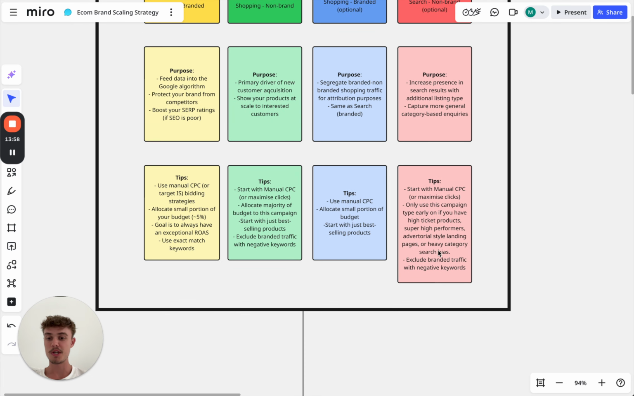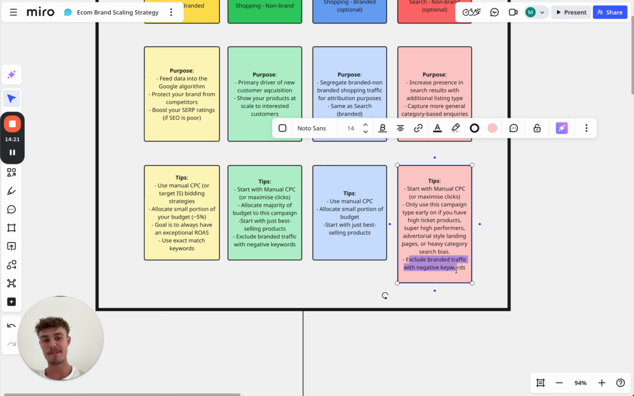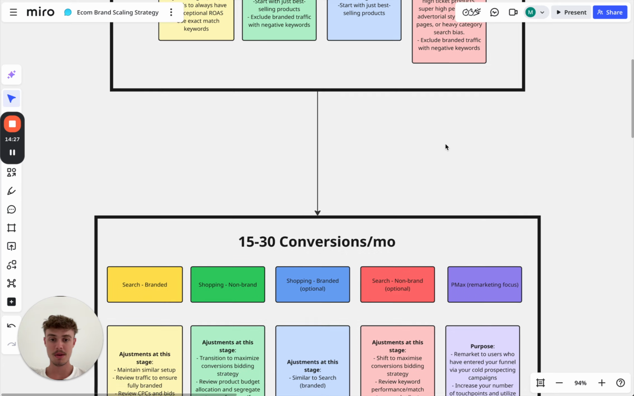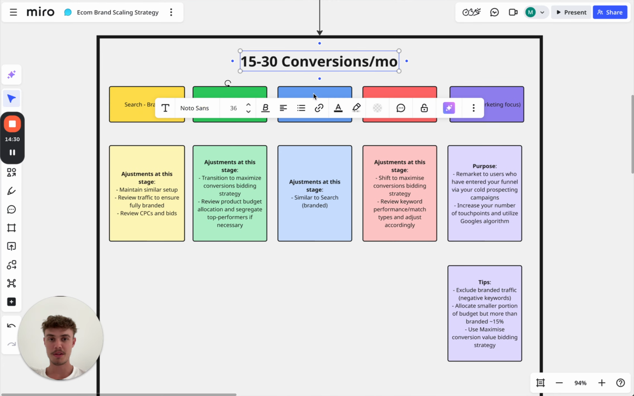Now, heavy category search bias, like I said. So if you are in an industry where a lot of people search just categorically rather than for a specific product. So, for example, someone's searching for a hoodie. They're just searching men's hoodies, right? That's a very broad search. They don't really know exactly what they want. And if you give them a category, once again, they can scroll through your collections page and figure out exactly what they want. Okay, make sure you exclude branded traffic with negative keywords. As always, we want to make sure branded traffic is always separate to non-branded traffic throughout the entire account, and this is no exception.